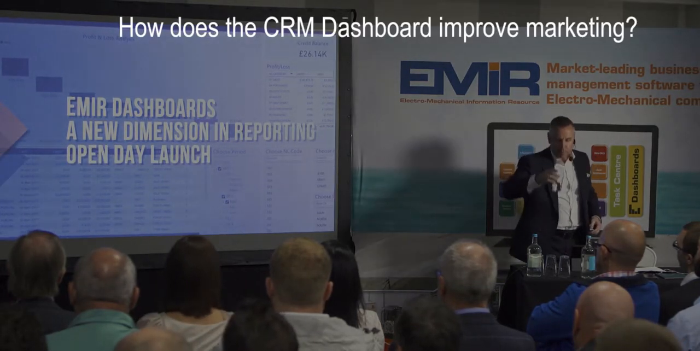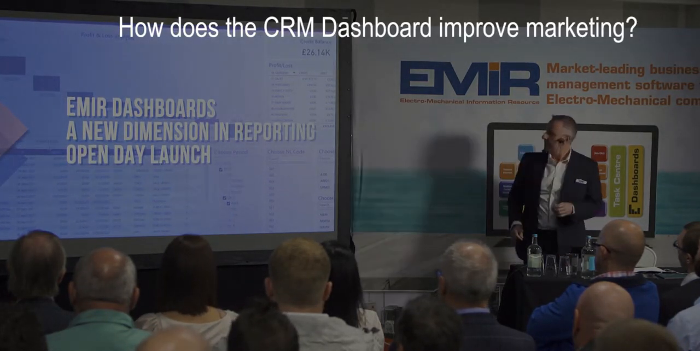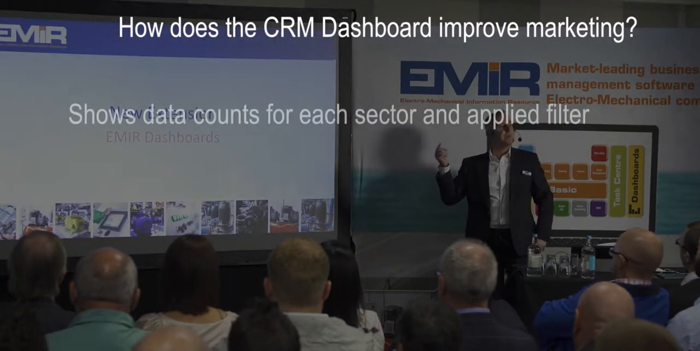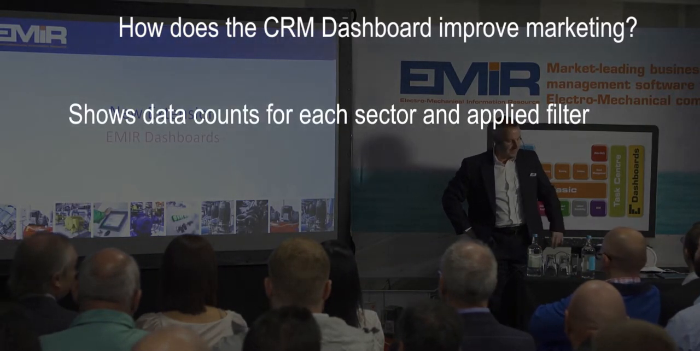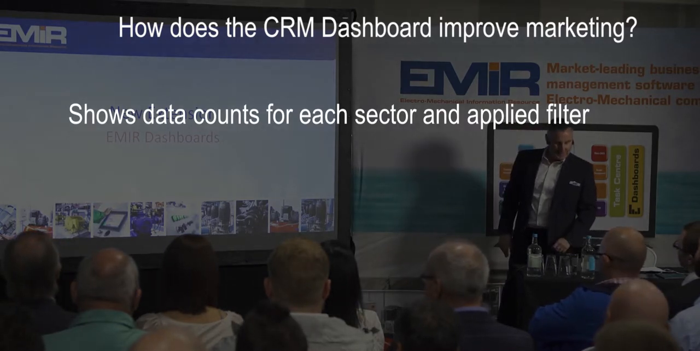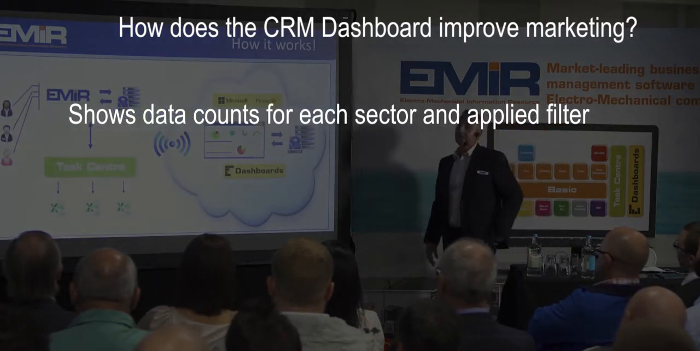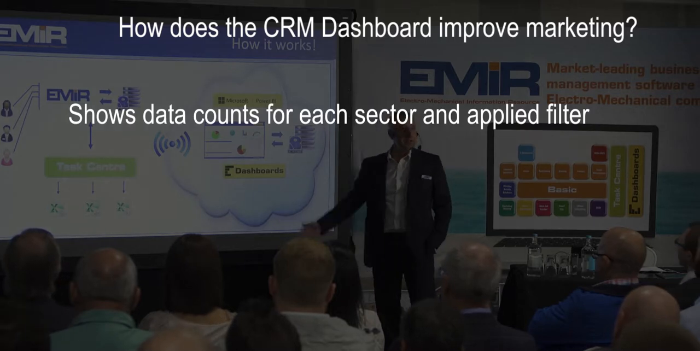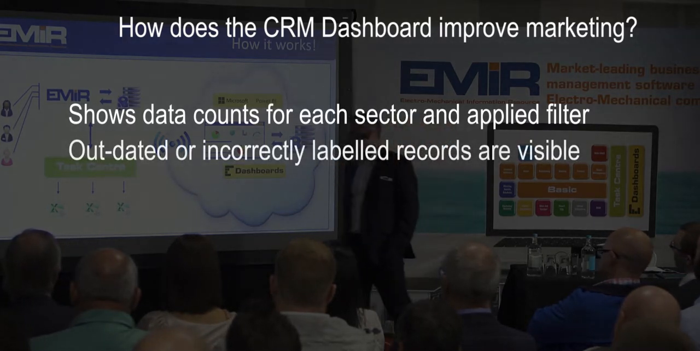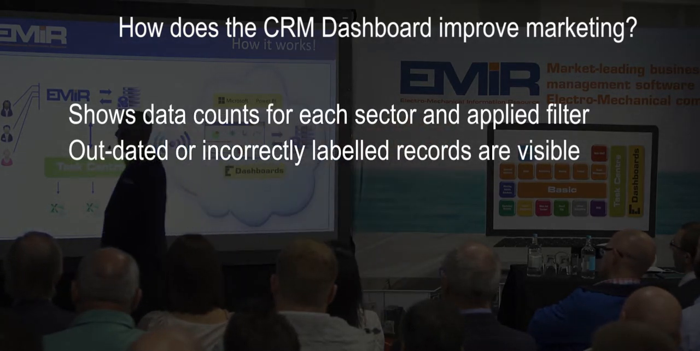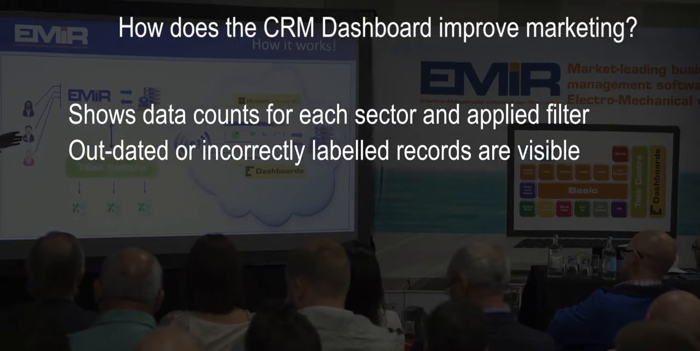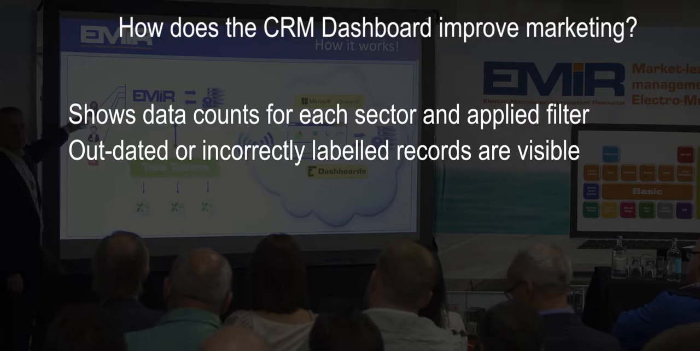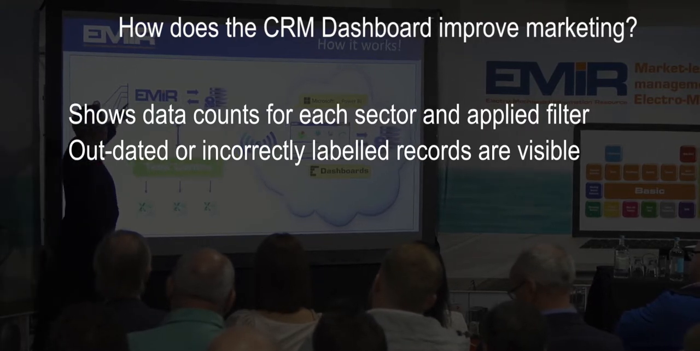So how does the CRM dashboard improve marketing? The first thing it does is it shows data counts for each sector and applied filter. It's really imperative that you know exactly what you need to send out on a particular campaign, and this does it very easily. Any outdated or incorrectly labelled records are visible. That means that you can either put them in the correct location or park them off to not be used again. But again, everything is visible.